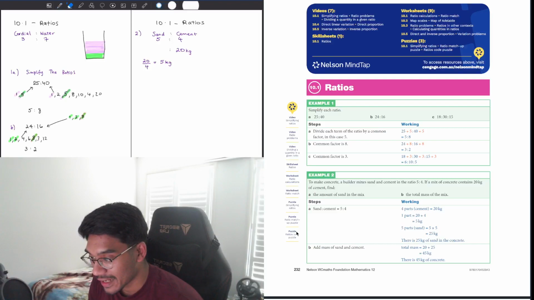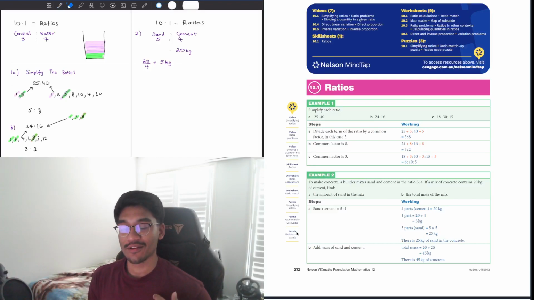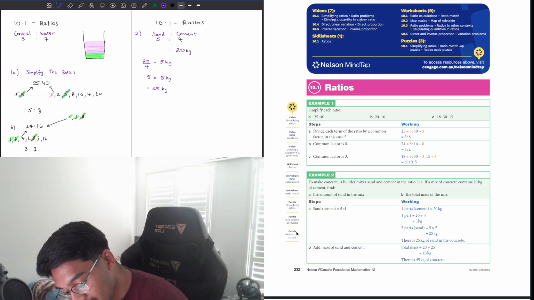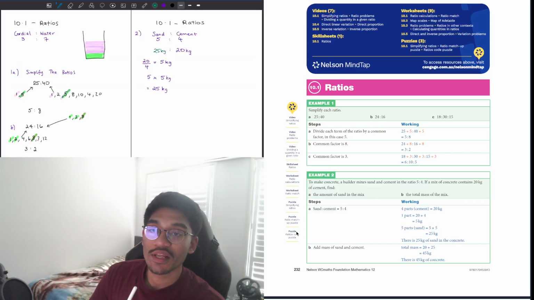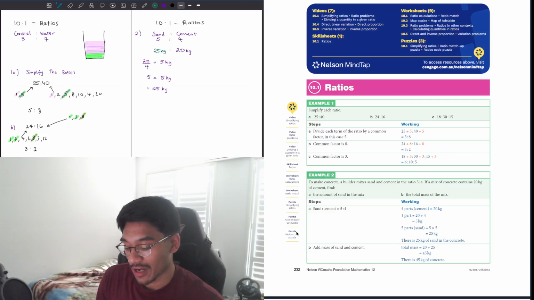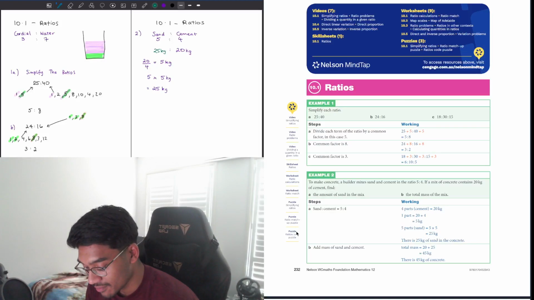Now, because I want to find out how much sand is in the mix, I know that there's 5 parts of sand and 1 part is equal to 5 kilos. So I do 5 parts times 5 kilos, which equals 25 kilos. So what that means is, now we fill this in here. If there's 20 kilos of cement in this ratio, there needs to be 25 kilograms of sand in this ratio as well.